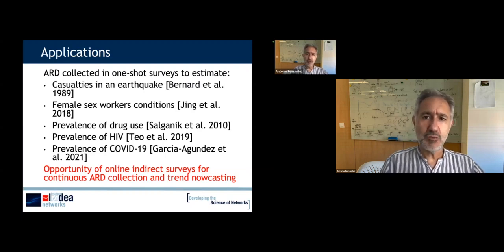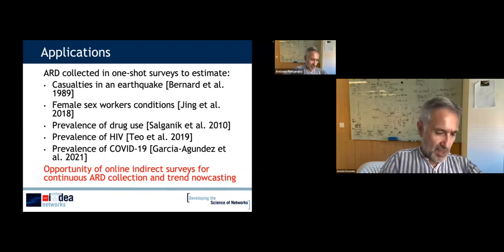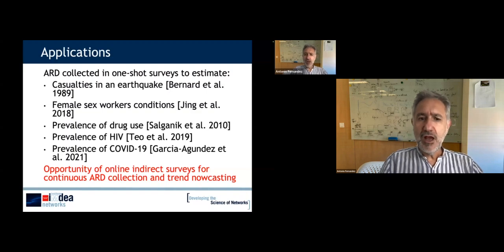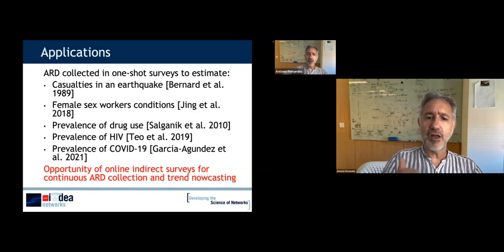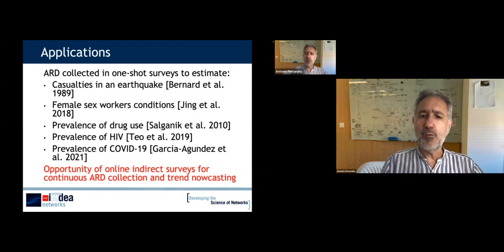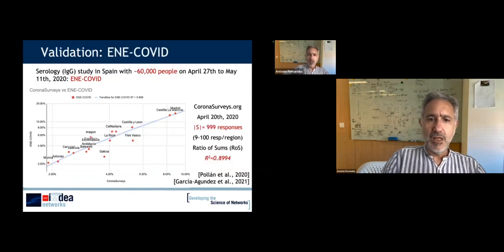What we want to explore in this work I'm presenting today is what if we continuously monitor the population and run these surveys over and over time, whether we can track the evolution of a particular phenomenon. In particular, the one that we center our experiments on was COVID-19, but that was just because of availability of data.